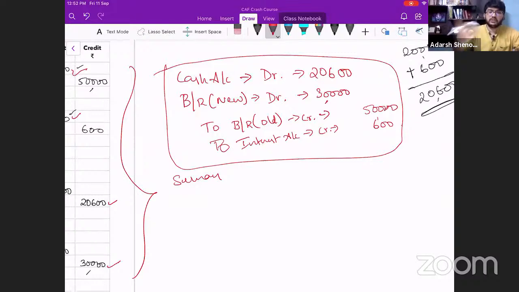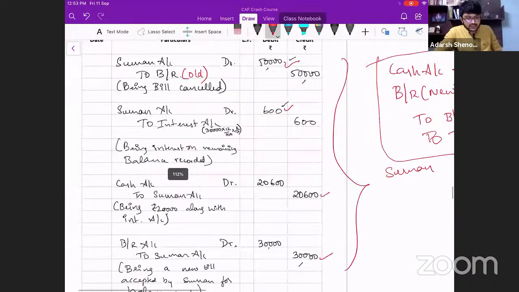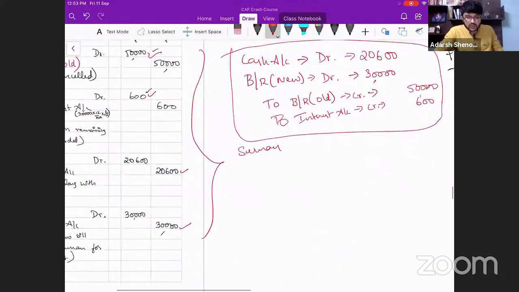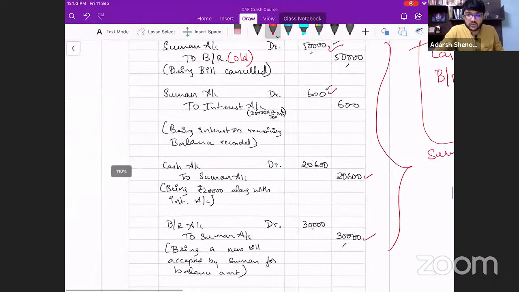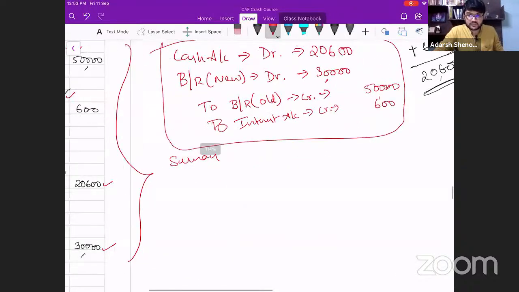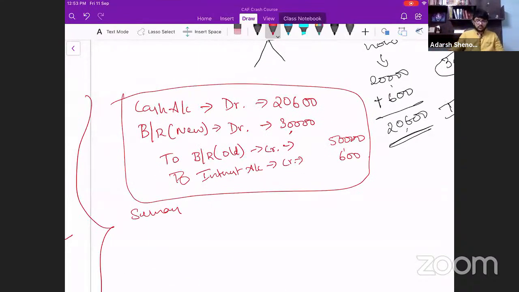Suman's account is completely ignored because you're giving debit and credit. All these entries are passed on one single day. So that is why Suman's account can be ignored and we can pass one single entry. Sir, can we write the net balance of bills receivable? Can I say 20,000? No, sir. These are 2 different bills. You can't write net of, I'll minus this. This is a new bill. This is an old bill. You can't mix it up.